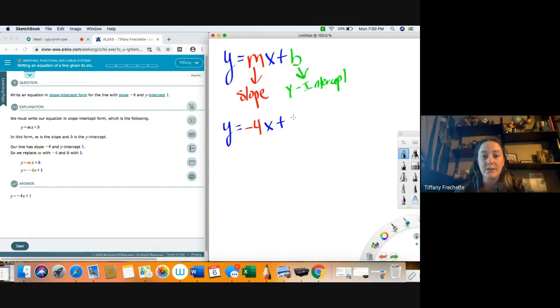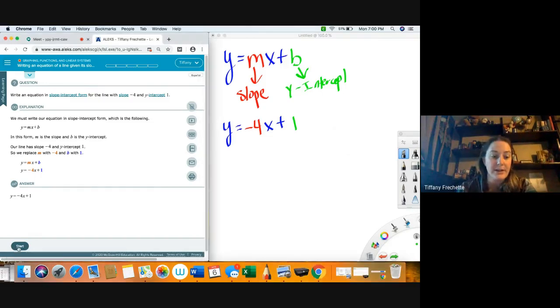So I have +1. Now, if this was a -1, we would swap this plus sign for a negative. So you wouldn't say plus minus -1 like that. They wouldn't accept that in the answer. You'd want to take the plus sign out and just have -1. But in this case, it's a +1. So there we go. And that's exactly the same answer they have here. Y equals -4x plus 1. And that is all we're doing right now. So let's go ahead and click start.